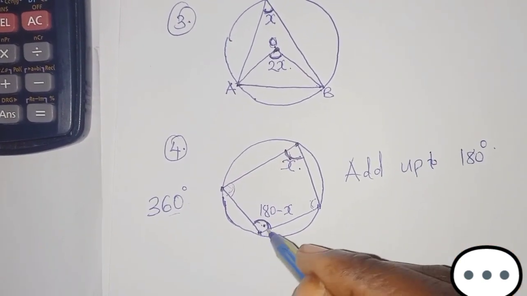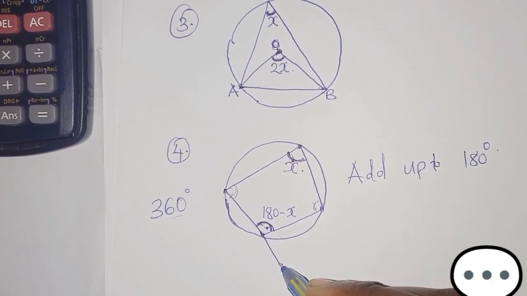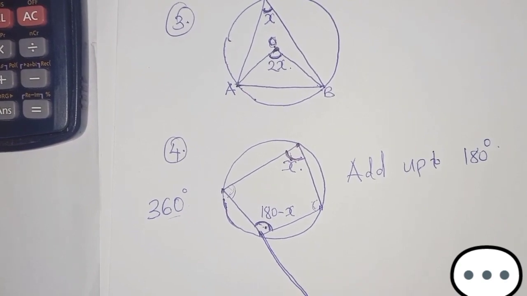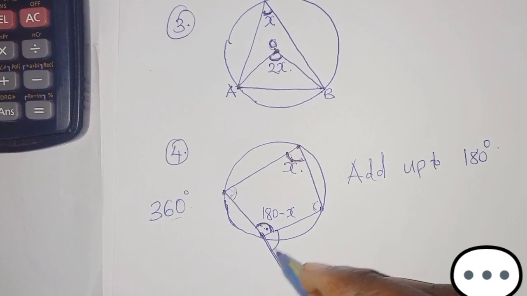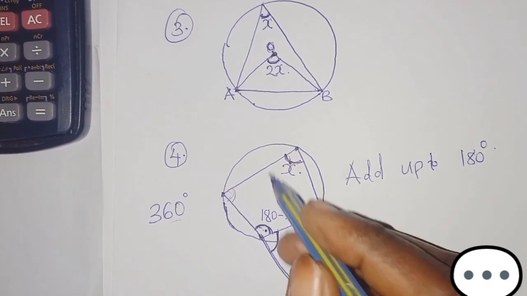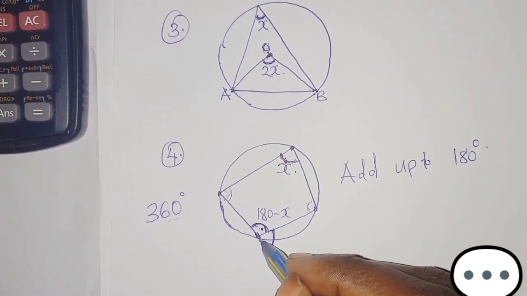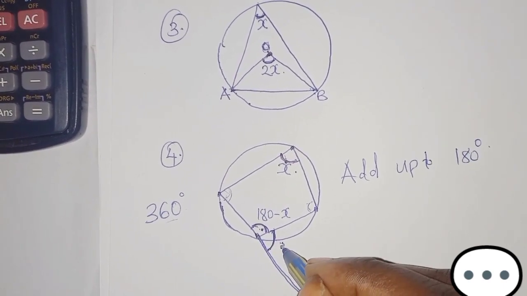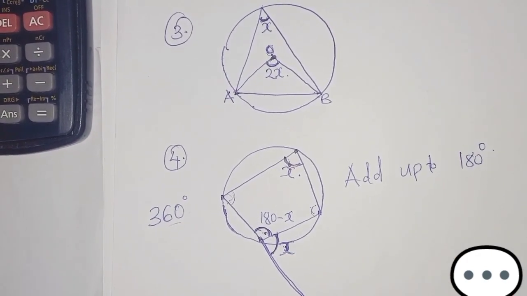Another property about a cyclic quadrilateral that you need to know is that if you produce one side of a cyclic quadrilateral, then the exterior angle, this angle here, will be equal to the opposite interior angle. So if you produce this one here, this angle will also be equal to x. If this is x, this angle also will be x. Okay.